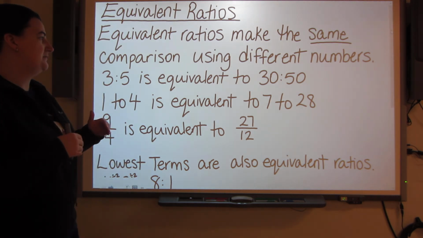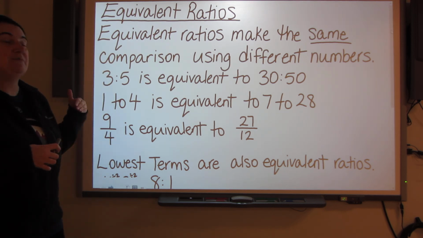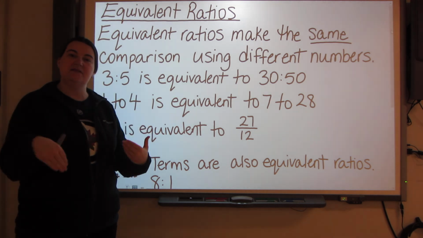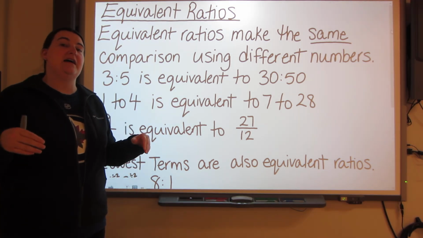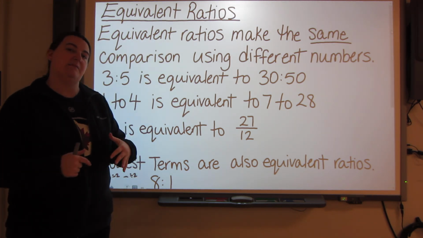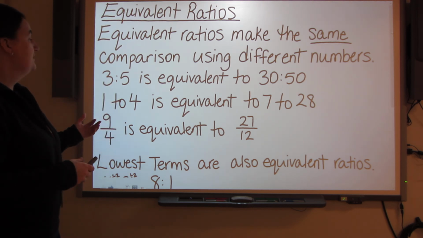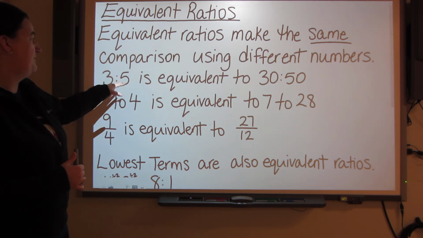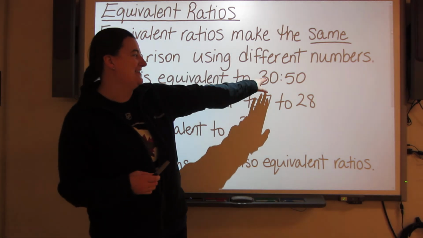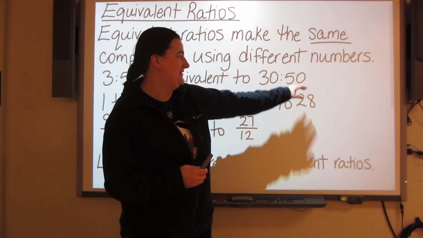Now to find equivalent ratios, what you need to do is take your ratio and multiply it by a number. It doesn't have to be a specific number, you don't have to use the same numbers that I'm using. You do have to multiply it by a number to make different numbers but the same comparison. So 3 to 5, I chose 10. I multiplied 3 and 10 together to get 30, and I multiplied 5 and 10 together to get 50.